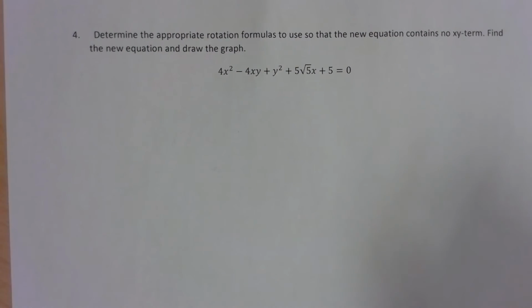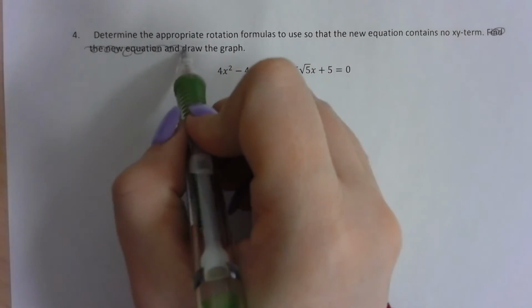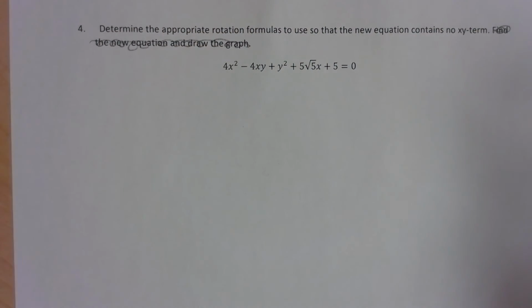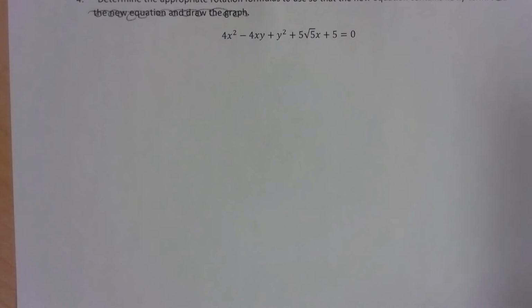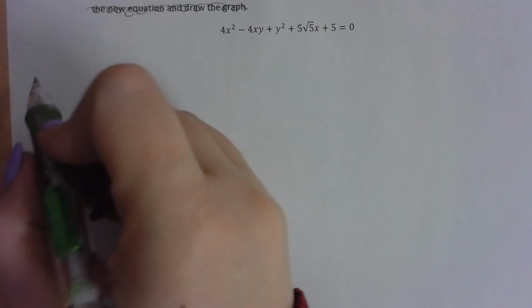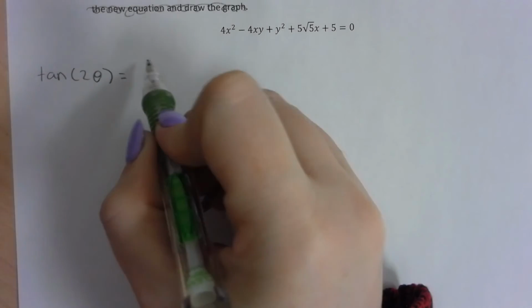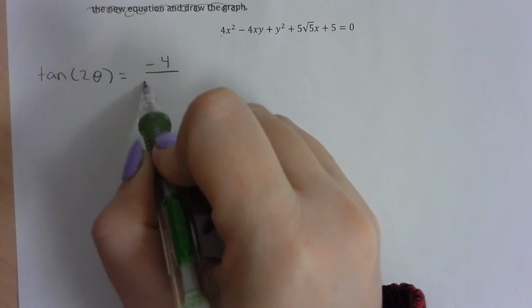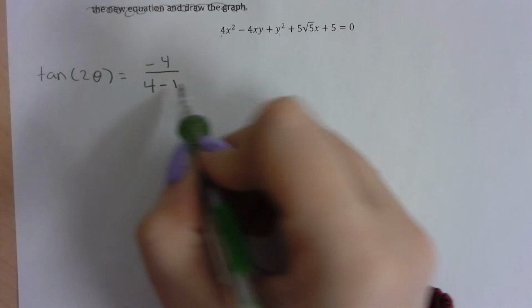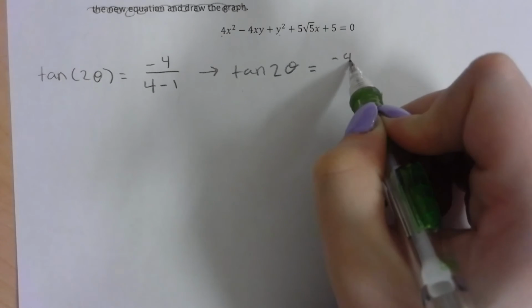Okay, so for the last problem, we are not going to write the new equation. We're just going to figure out what equations we need so that the xy term would go away, and we're going to stop there. In order to do that, we first need to figure out the angle. So we have tangent of 2 theta equals b, which is -4, over a minus c, which is 3. So that gives us tangent of 2 theta equals -4 over 3.